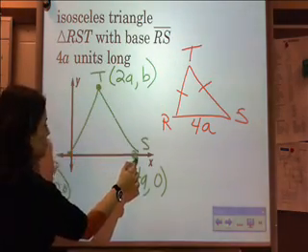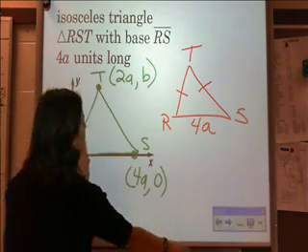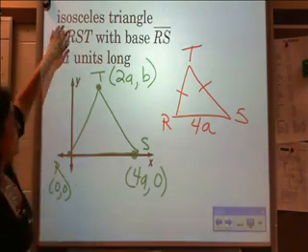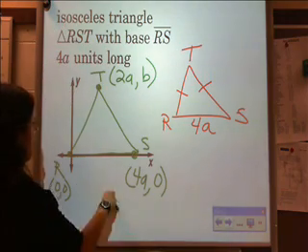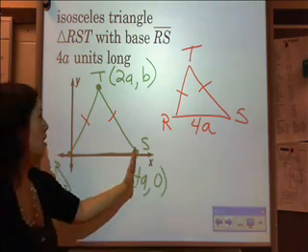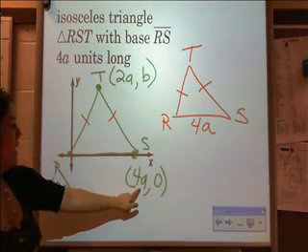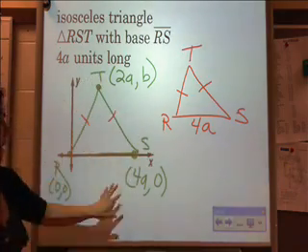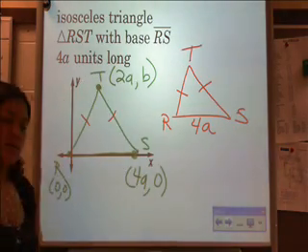Connect all of our lines. And we're done. Okay? And let's just make sure. Isosceles triangle. There we go. This is an isosceles triangle with base RS. That's 4A units long, and my triangle is RST. I've labeled all of my points, so I'm done.